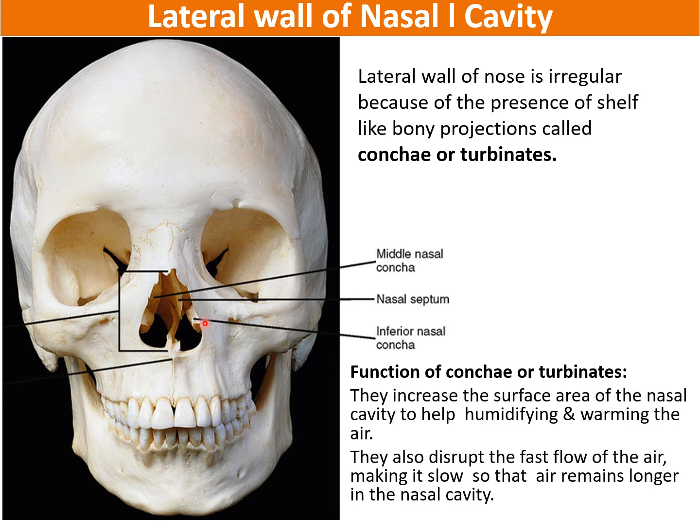Now, what are the functions of these conchae or turbinates? They increase the surface area of the nasal cavity and help in humidifying and warming the air. They also disrupt the fast flow of the air. They make it slow so that the air remains for a longer time in the nasal cavity.